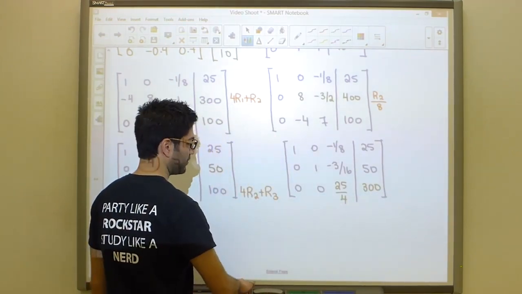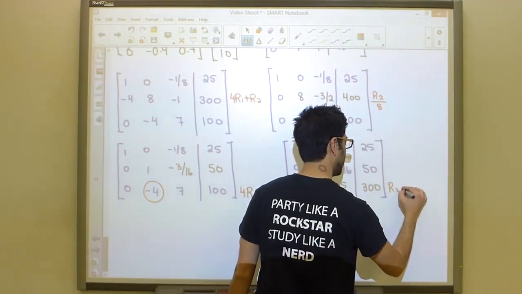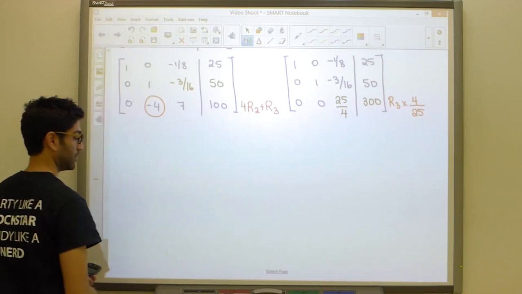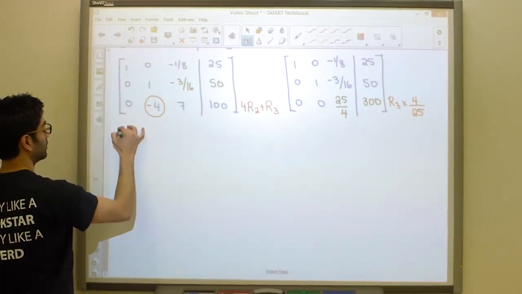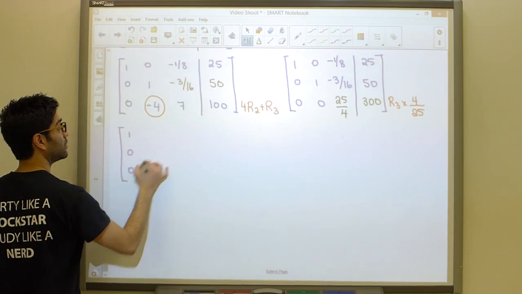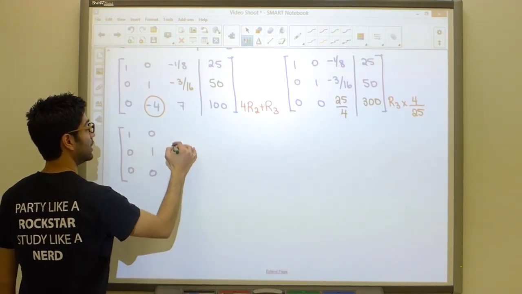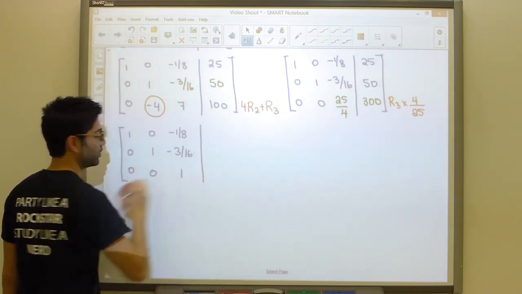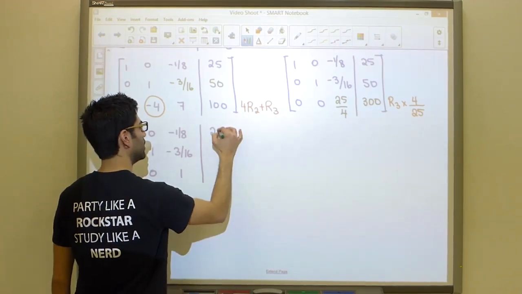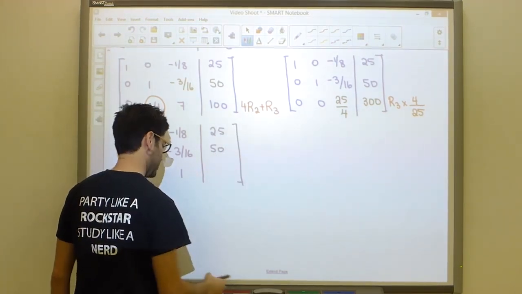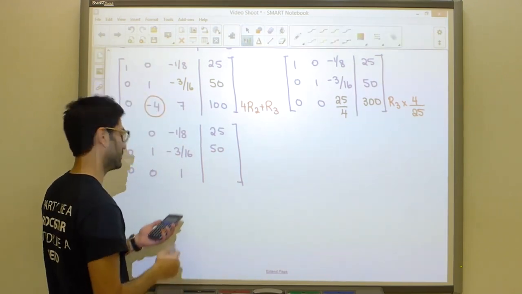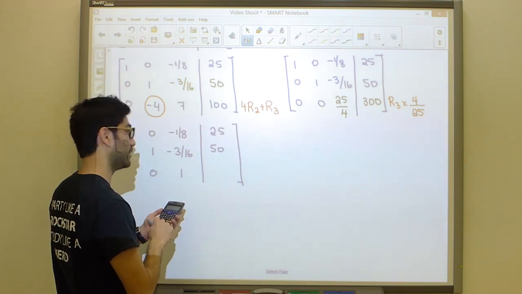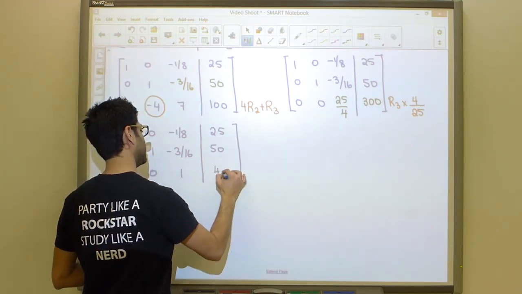And we're almost there. 2 more steps. We'll get the job done. This time, row 3 multiplied by 4 over 25. So 1, 0, 0, 0, 1, 0, negative 1/8, negative 3/16. This guy for sure will become a 1. 25, 50. And so we have this one calculation to make. 300 times 4 divided by 25. That gives us 48.